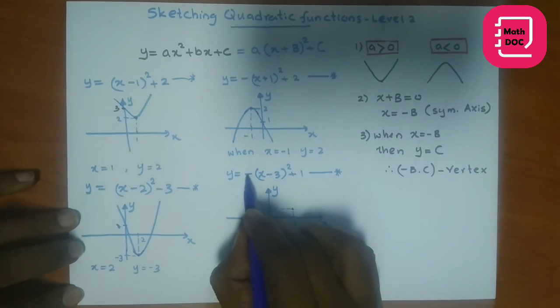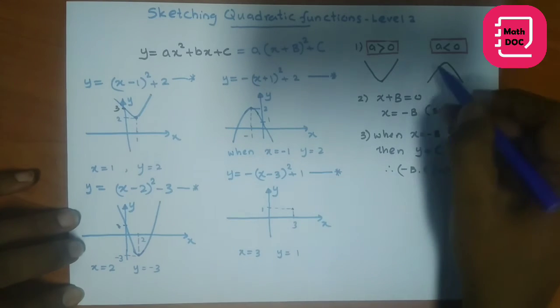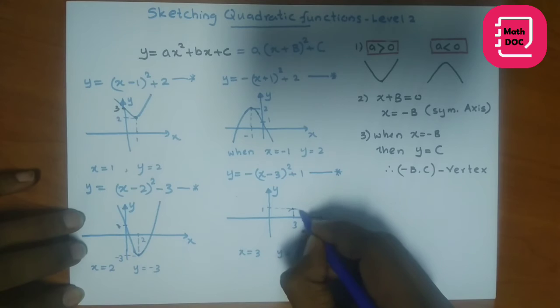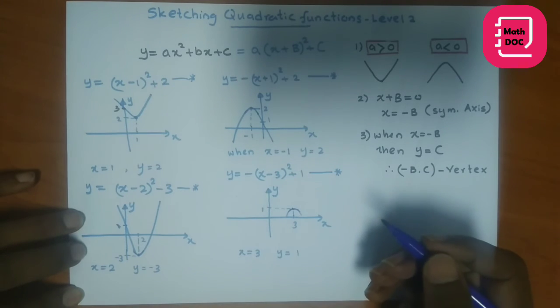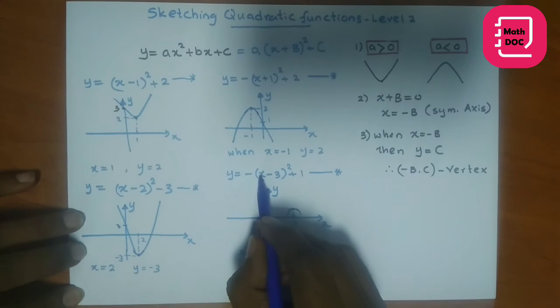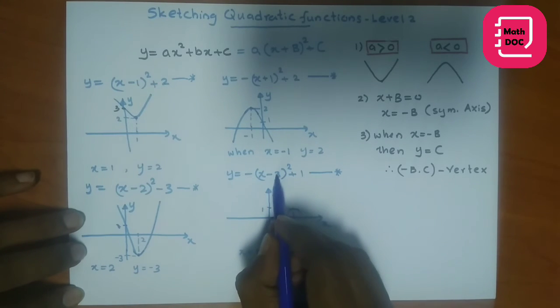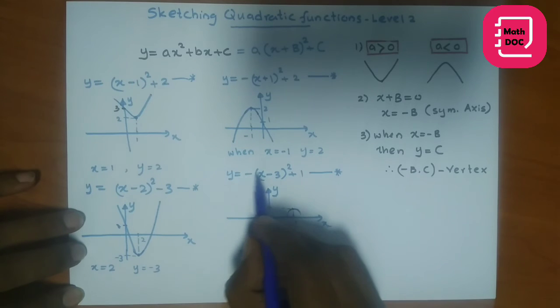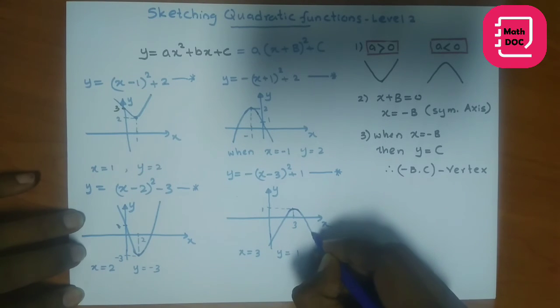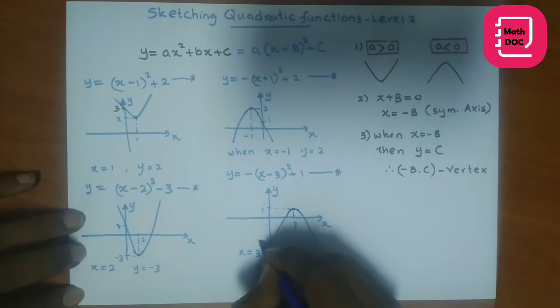Now see here, the leading term is negative. If it is negative, it has a maximum shape. You get the maximum here. Then complete the parabolic shape. And further, when x equals 0, the y value: (minus 3) squared is 9, 9 into minus 1 is minus 9, plus 1 is minus 8. Here the graph. Then here the y-intercept will be minus 8.